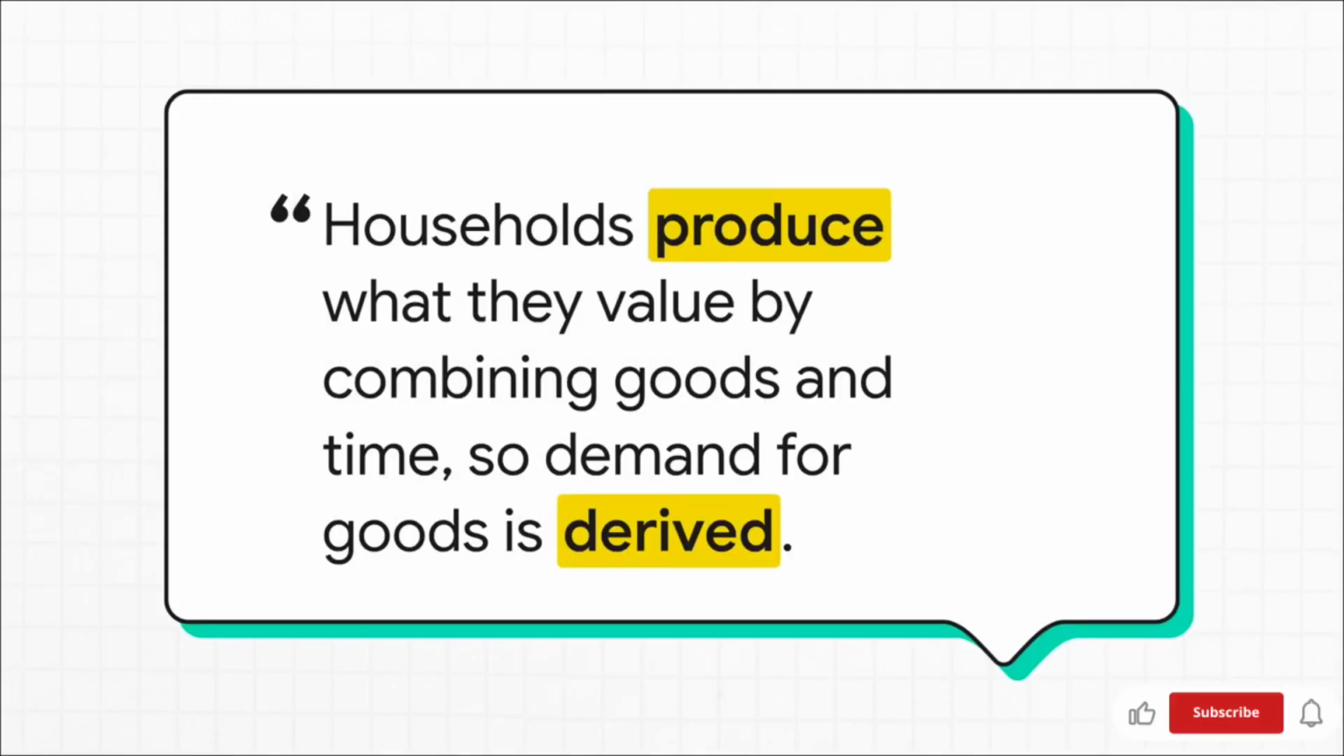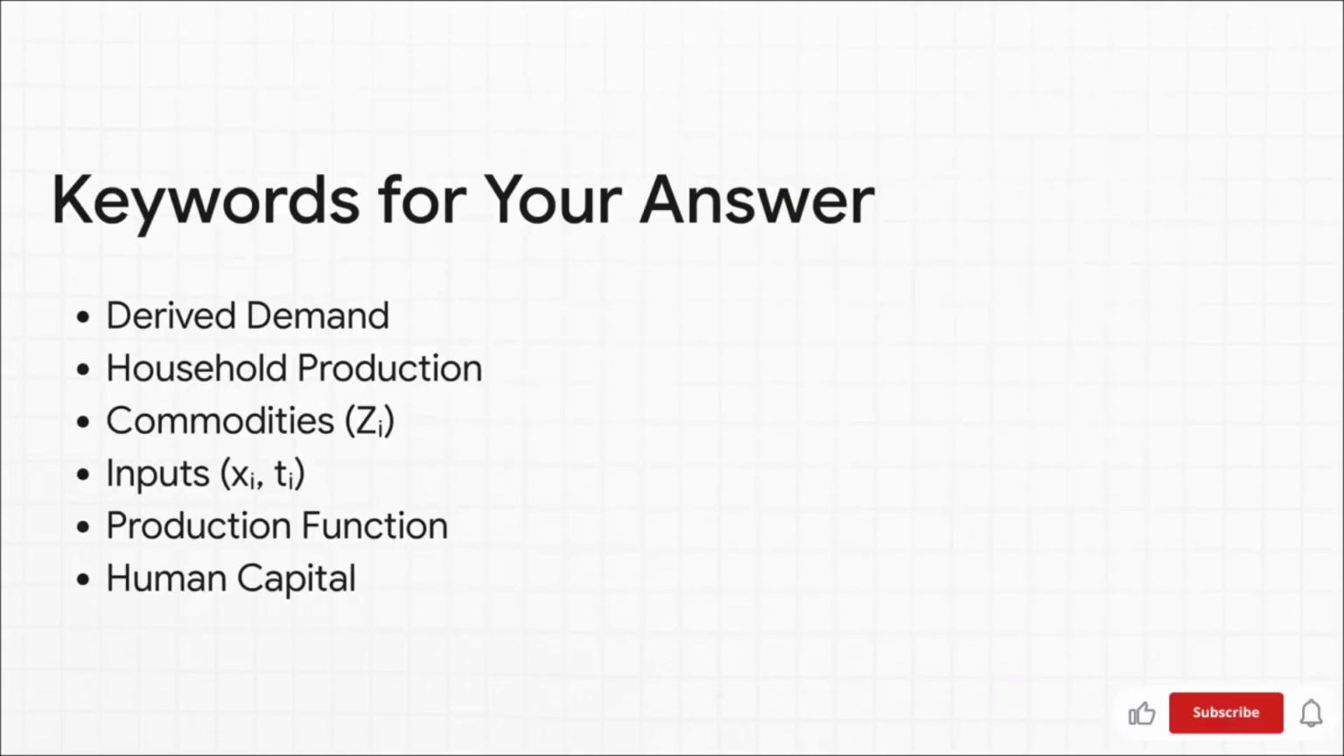Look, if you can only remember one perfect sentence to wrap this whole thing up, make it this one. It's concise, it hits every single key point, and it tells the examiner that you have total clarity on the topic. And last but not least, here are the keywords. Make sure these words pop up in your answer. Maybe even underline them. They're like little signposts for the examiner that instantly show them you know the critical jargon and the core concepts of Becker's theory.